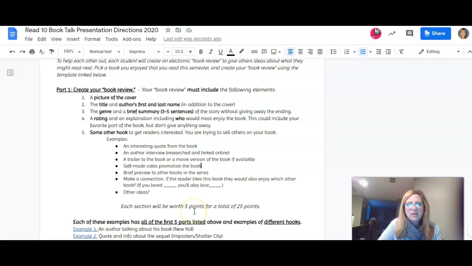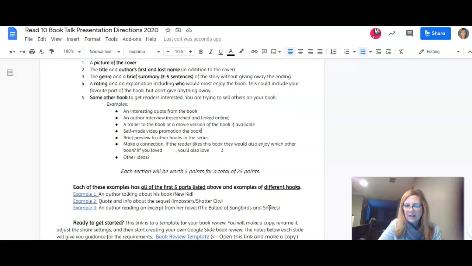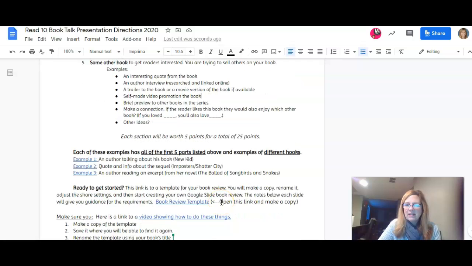Each of these sections is going to be worth 5 points. So it's going to be a total of 25 points. And again, the hope is that you sell your book or make your book sound interesting enough that other people will get a new idea for the second semester reading. There are 3 different examples. Each of the examples has all 5 parts listed, and they use different hooks. And right here is an explanation of what the hook is.